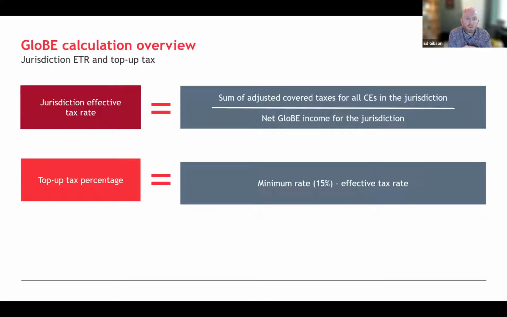The top formula on here, the jurisdiction effective tax rate formula, specifies how you work that out. It's a combination of two things. The numerator is the sum of the adjusted covered taxes of all constituent entities in that jurisdiction, and the denominator is the net GloBE income for the jurisdiction. I'll talk in a moment about what each of those are. Once you've got that effective tax rate for a jurisdiction, your top-up tax percentage is quite simply 15% minus that effective tax rate. If that is a positive number, then you will have top-up tax due in that territory. If your ETR is above 15%, that will be a negative number and you don't have anything further to do. We move on to the next slide then, please.